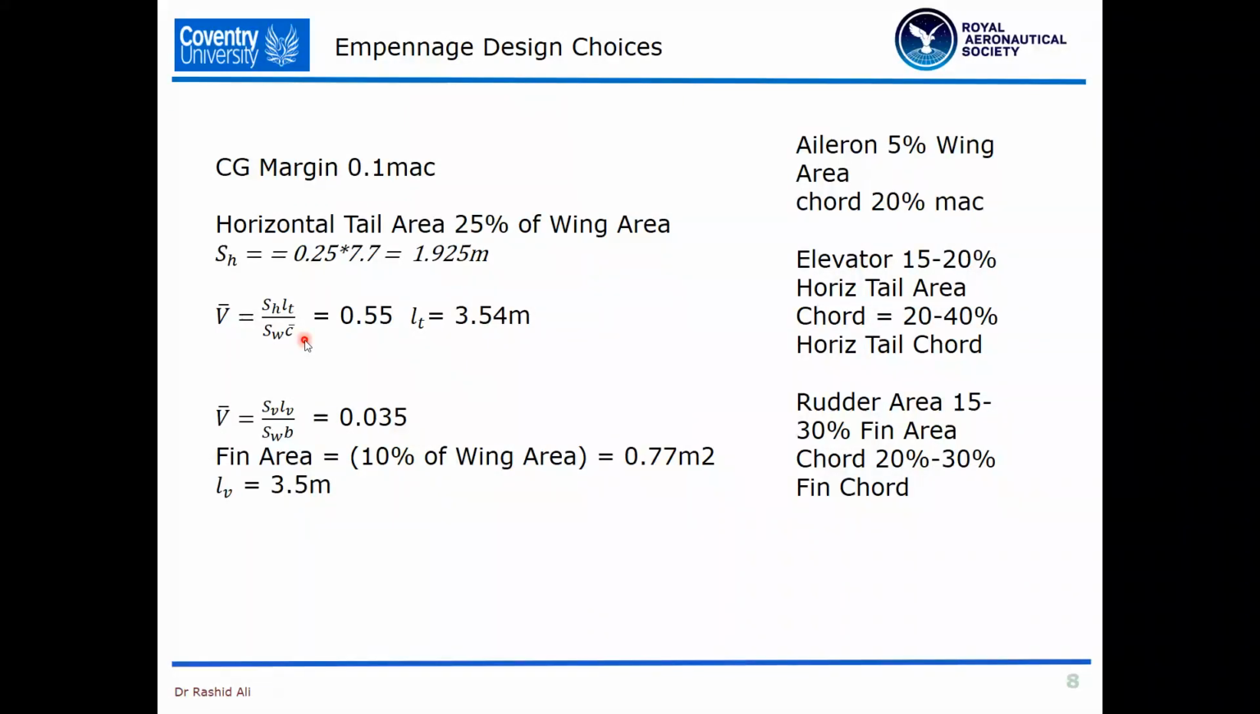Rudder area, 15 to 30% of the fin size. So once you determine the fin area, SV, then 30% of that would be the size of the rudder. The chord of the rudder would be between 20 to 30%. So with all of that, we actually have a basic geometry. We can now use Plane Maker to actually construct an aircraft.